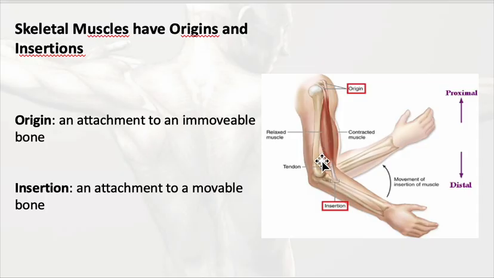And the insertion is the attachment site on the bone that moves when the muscle contracts, right? So this is usually located more distally, further from the center of the body. During contraction, the insertion is pulled towards the origin, and we can see that with the example of a bicep curl, right? As the forearm rises, our bicep muscle is shortening and contracting, and that is bringing the insertion up towards the origin so that the muscle can shorten and contract optimally.